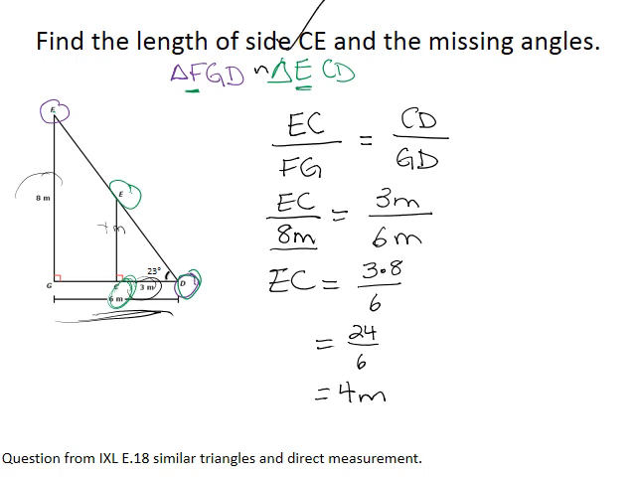Now we've solved for side CE, or EC. It's the same side, just put the letters in the opposite order. The next thing I need to do is find the missing angles. Well, let's start with triangle ECD. Again, I know that angle E plus angle C plus angle D has to be equal to 180 degrees. Well, angle E, I don't know what it is. Let's keep it as angle E. But I know the value of angle C, it's 90 degrees. And I know the value of angle D is 23 degrees.